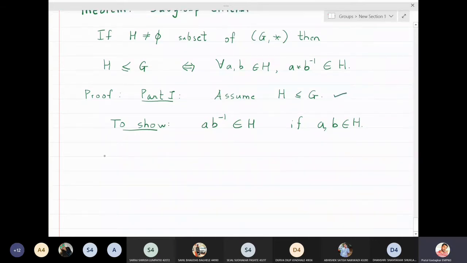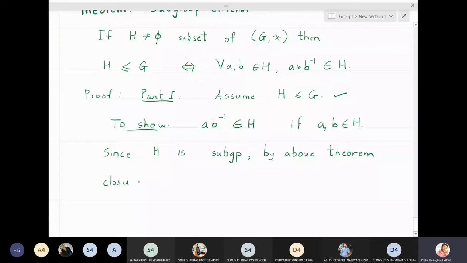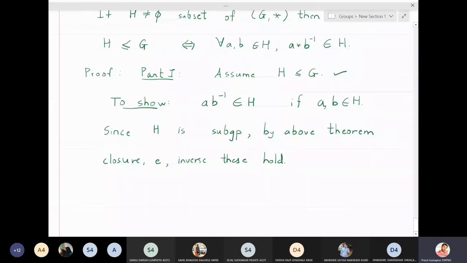Since H is a subgroup, by the above theorem, closure, identity, and inverse hold. So these properties hold. Now I will take two elements a and b in H. So let a and b belong to H. What I have to show is that ab inverse also belongs to H.